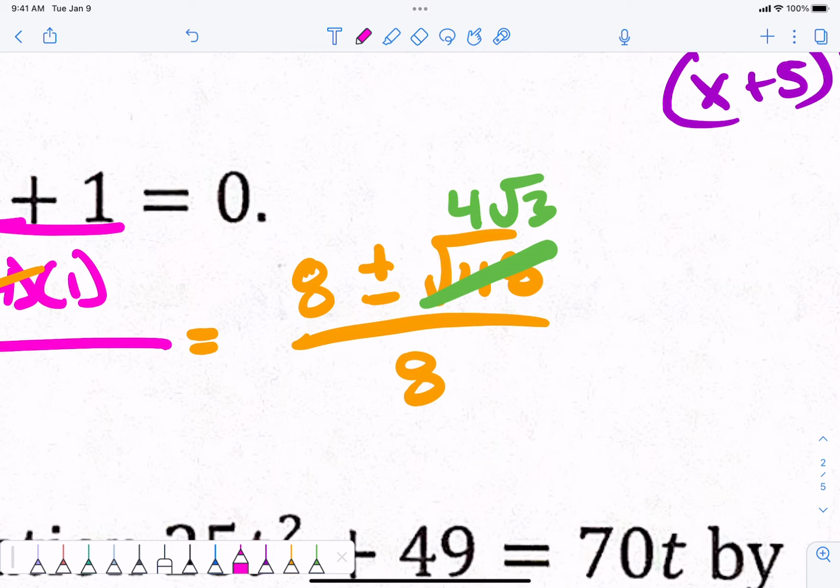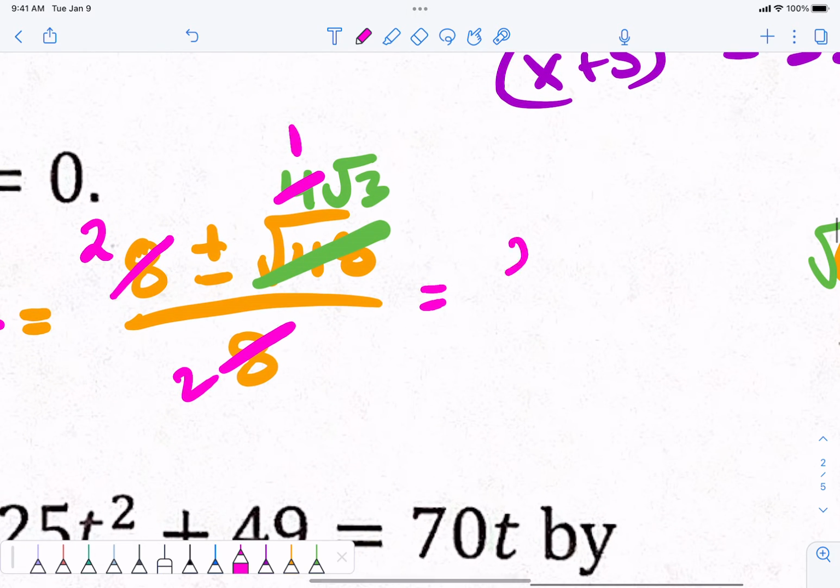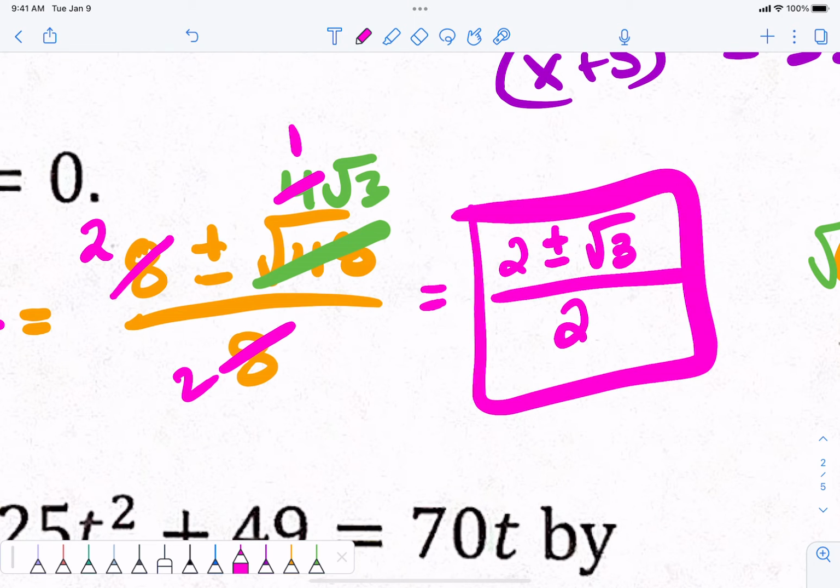Divide everything by 4. We can, right? So this 8 becomes a 2, this becomes a 1, and this becomes a 2. We divided everything by 4. So the answer is 2 plus or minus the square root of 3, all over 2.